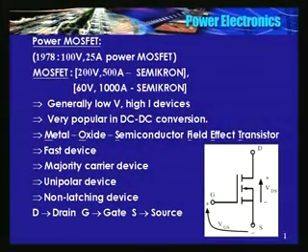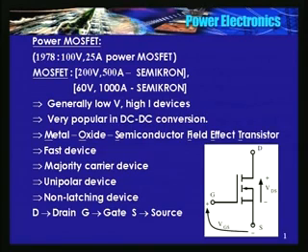See here, symbolically it can be represented in this manner. D stands for drain. G stands for gate and S stands for source. So this potential is VGS, gate to source, VDS, drain to source. Okay. Remember, it is a majority carrier device.